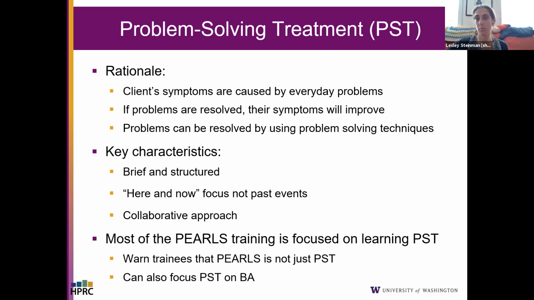And there's a way to do this. There are actually problem-solving techniques that are proven to help somebody resolve or get a sense of control over their problems. So the key characteristics of problem solving is that it's very brief, it's very structured. There is a 7-step process you follow every time. It is very much focused on the here and now. So this is not spending a lot of time on how you were raised and how that impacts your depression. It's really focusing on what is a problem for me today.